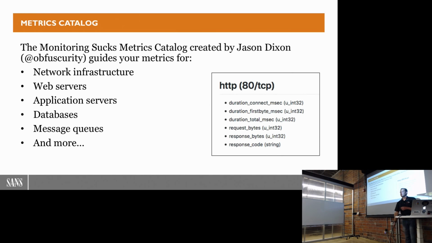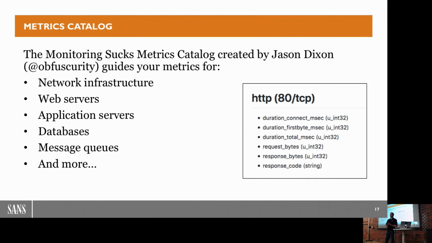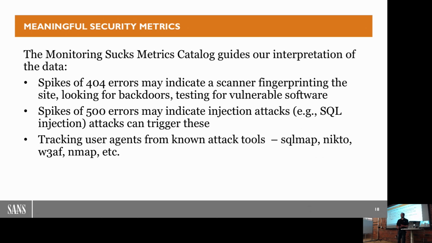Here's some examples from the metrics catalog. We've got example, anything over HTTP, port 80. So it's saying, yes, you need to be logging the request byte size, the response byte size, the response code, the durations, and it gives you lists like that for HTTP, HTTPS, all the different protocols, network, web, app server, databases, if you've got MQ servers. It gives you all of those things that might help you start thinking down this path. And then we can start turning that data into meaningful metrics.